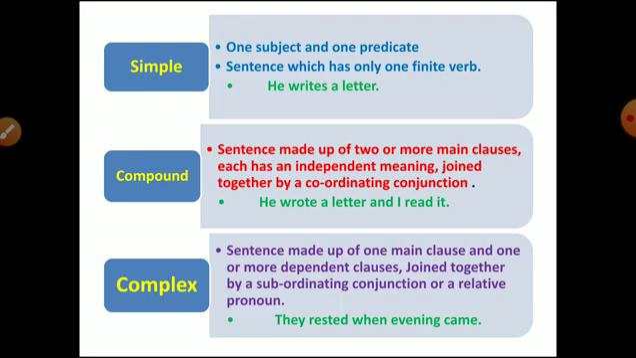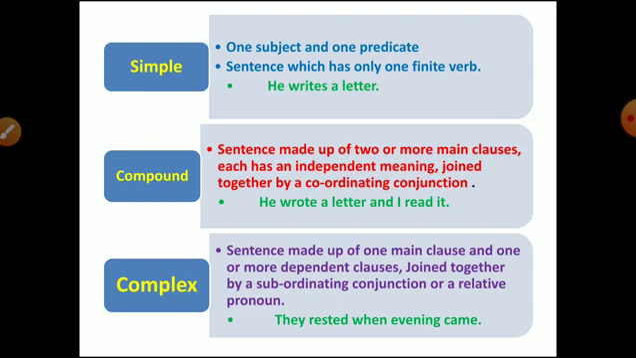So this 'and' connects these two clauses which are of equal rank. So it coordinates them. We call this 'and' a coordinating conjunction. A coordinating conjunction can be simply defined as a conjunction which connects or joins two clauses which are of equal rank, or which are independent, which can stand independently. So in 'He wrote a letter and I read it,' 'and' is the coordinating conjunction.